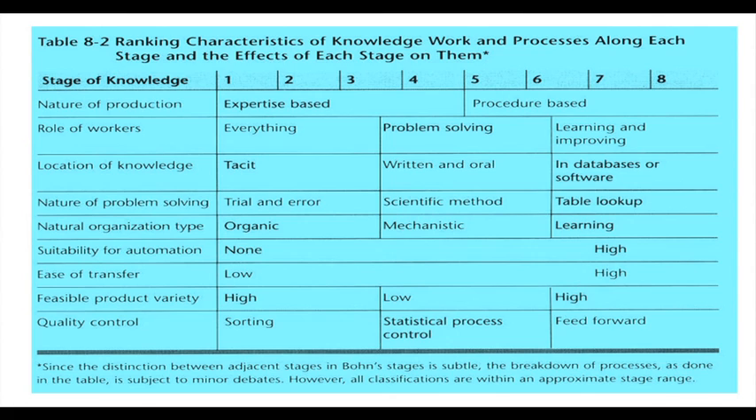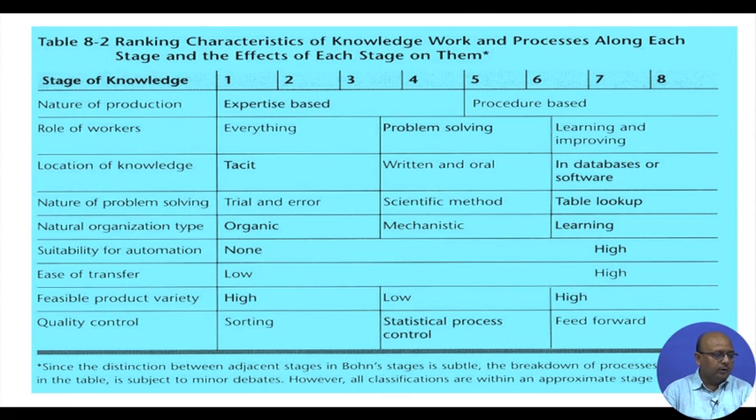What kind of automation is required? See, in the first phase there is no automation, but as you move up in the stages, you try to have as much automation as possible, right. And then ease of transfer, actually in the first few stages it is very easy, but as you move up the hierarchy it becomes very, very difficult. Now, if you look at product variety, of course it is high, but again it becomes low, and then as you move up the hierarchy to become a learning organization, again it is high.